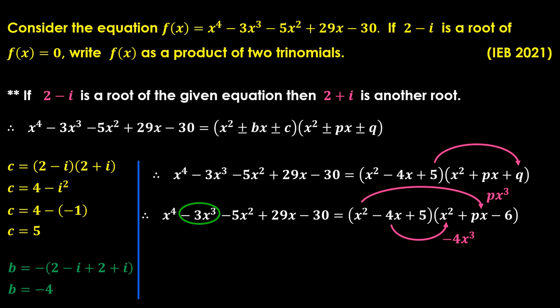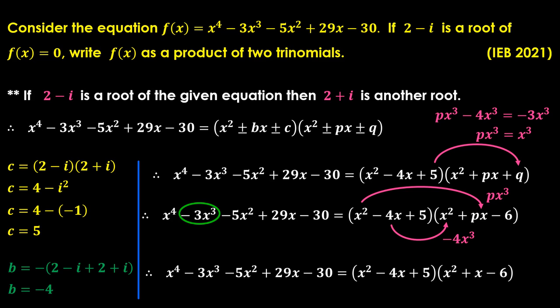So if we add those two together, px cubed minus 4x cubed, we need to end up with minus 3x cubed in the original equation. If you simplify that, I can take 4 over to the other side, and I end up with px cubed is equal to x cubed. In other words, the value of p, or the coefficient of x cubed, is going to be 1.